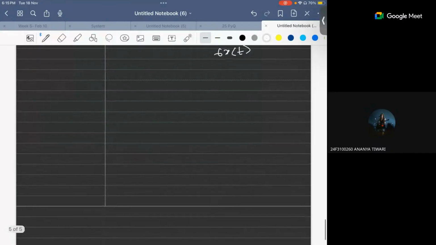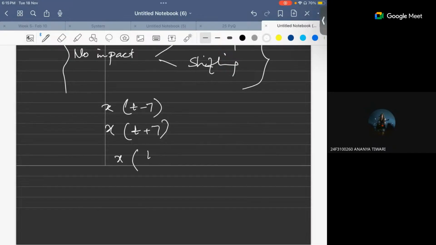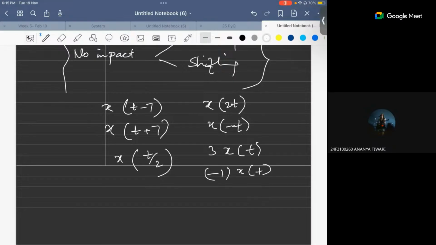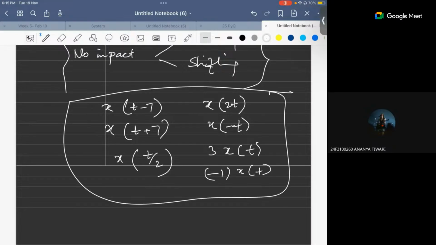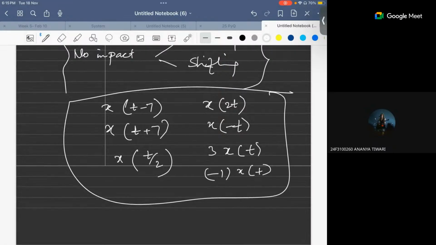No, right? Okay, so now one more thing, there will not be any impact of scaling and shifting on the linearity of a system. Any system, let's for example, xt was linear, x of t minus 7 is also linear, x of t plus 7 is also linear, x of t by 2 is also linear, x of 2t is also linear, x of minus t is also linear, 3 times xt is also linear, minus 1 times xt is also linear, everything. So no impact of scaling or shifting on the linearity of a system. Clear? Yes sir, this is clear.